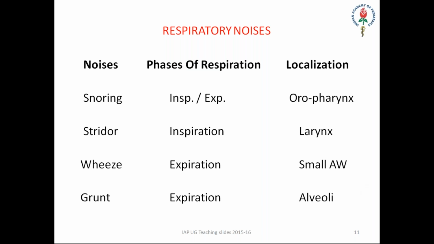Coming to the respiratory noises: snoring, stridor, wheeze and grunt, and phases of respiration and localization. Snoring, on the phases of respiration, see whether that is inspiratory or expiratory snoring. Localization is at the level of oropharynx. Usually the localized site is oropharynx. Stridor is usually an inspiratory finding and wheeze is expiratory. So stridor, inspiratory finding, localization is in the larynx, and wheeze, expiration, small airways. Grunt, expiration, because of the alveoli. The sound is produced from the alveoli part.